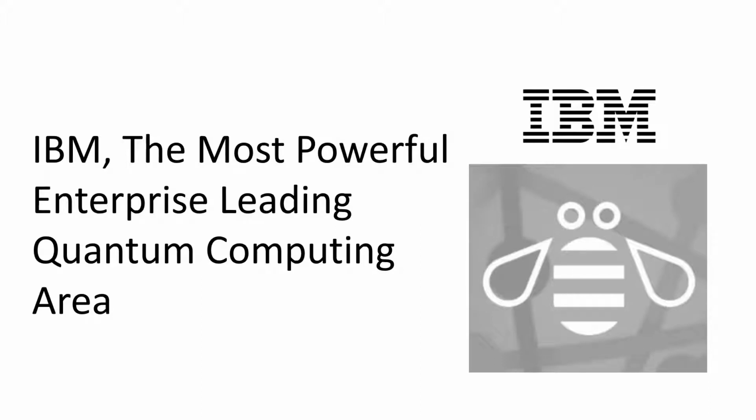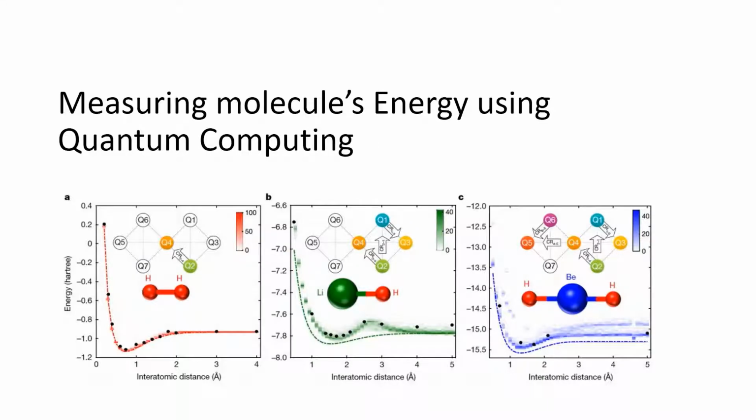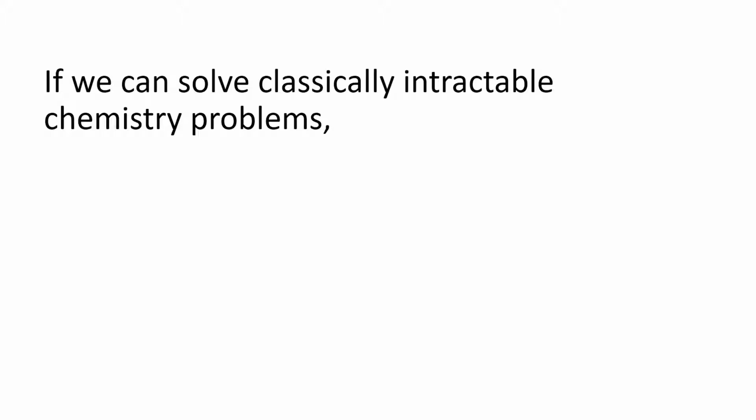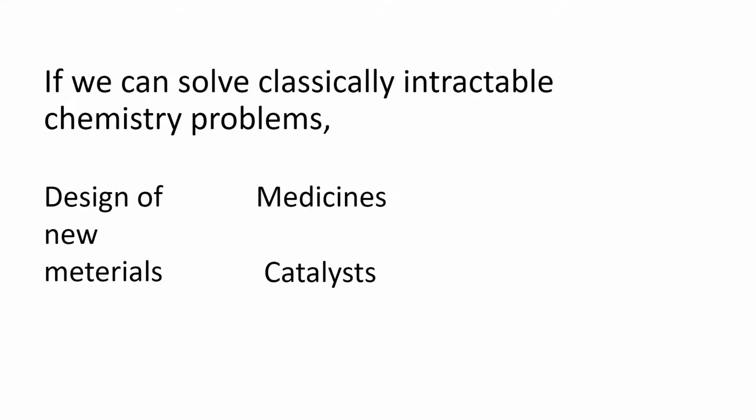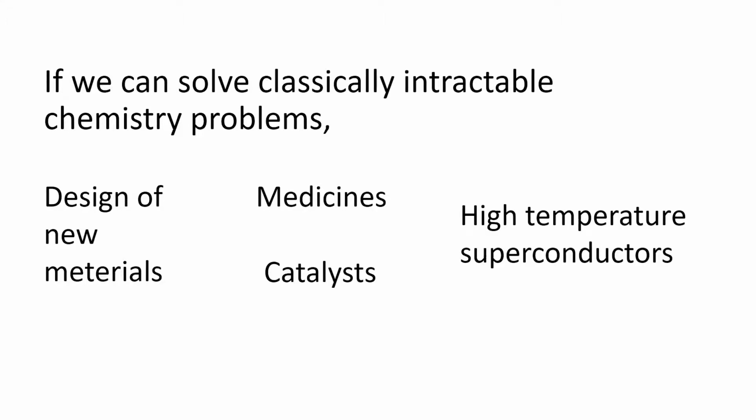The one enterprise that has made chemical breakthroughs using quantum computing is IBM, which is one of the most powerful companies leading the area of quantum computing. IBM scientists simulated the bonding in H2, LiH, and BeH2 molecules using a quantum computer. Also, if quantum computing evolves to be better and better, so that we can solve classically intractable chemistry problems, it'll enable us to design new materials, medicines, catalysts, and high-temperature superconductors.